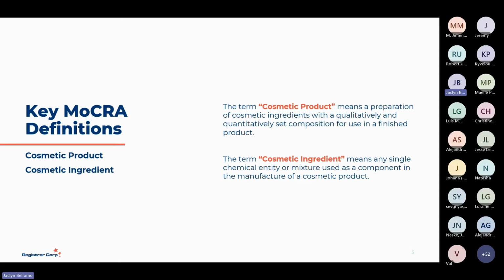MoCRA introduces a new definition for cosmetic products, where the term cosmetic product means a preparation of cosmetic ingredients with a qualitative and quantitative set of composition for use in a finished product. And just to refresh everyone, the term cosmetic ingredient means any single chemical entity or mixture used as a component in the manufacturing of a cosmetic product.